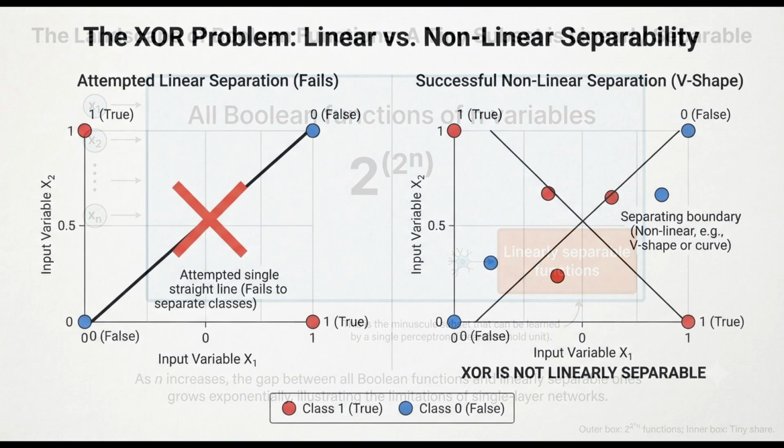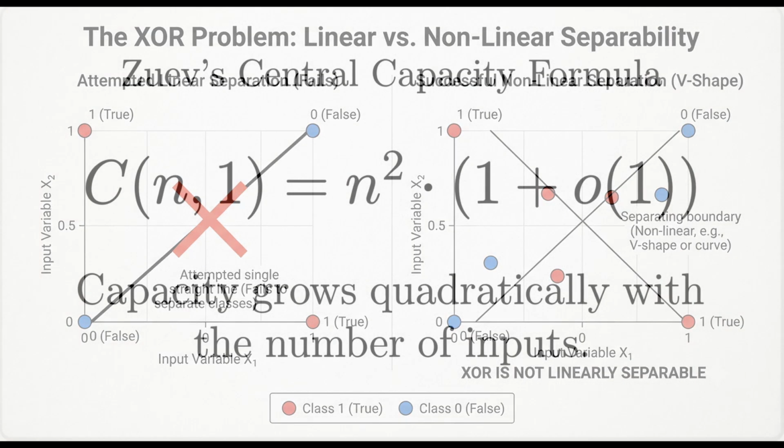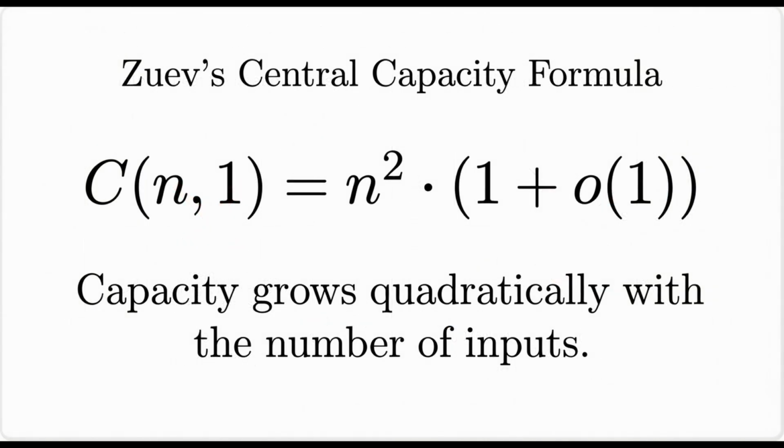But there are also functions that a single such neuron can never represent exactly, no matter how you adjust the weights. The most famous example is XOR, the exclusive OR. These functions simply aren't linearly separable, no matter how you rotate or shift the separating plane. Here's the exciting question. Out of the unimaginably many possible Boolean functions with n inputs, there are 2 to the power of 2 to the power of n of them. How many can a linear threshold neuron represent?